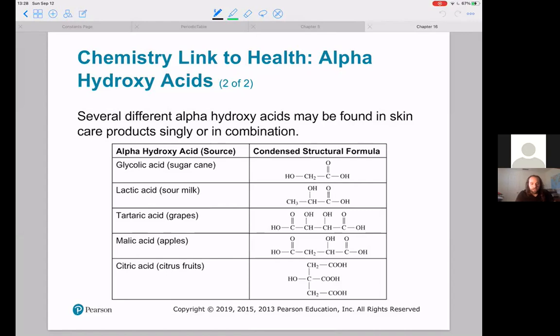Tartaric acid, which is something that's found in the skin of grapes. It's a big component of wine. Malic acid from apples, as well as citric acid, which is of course in all of our citrus fruits. These are all examples of alpha hydroxy acid. So just an important commonly occurring carboxylic acid.